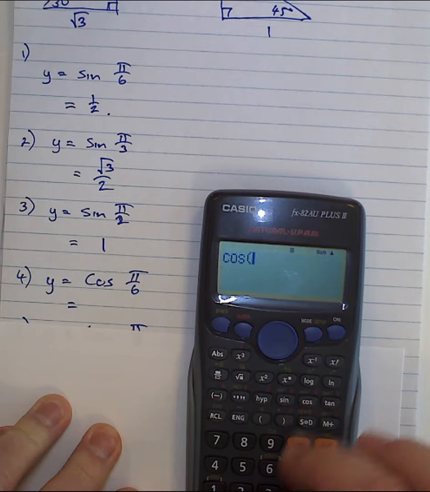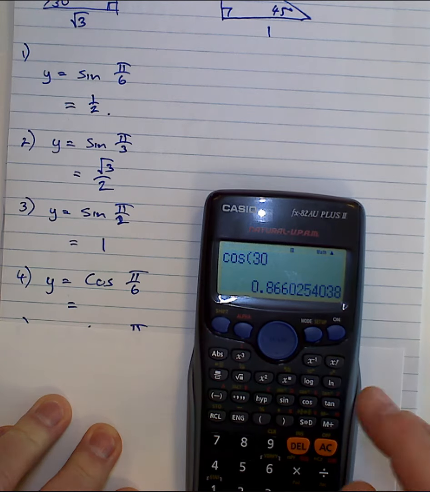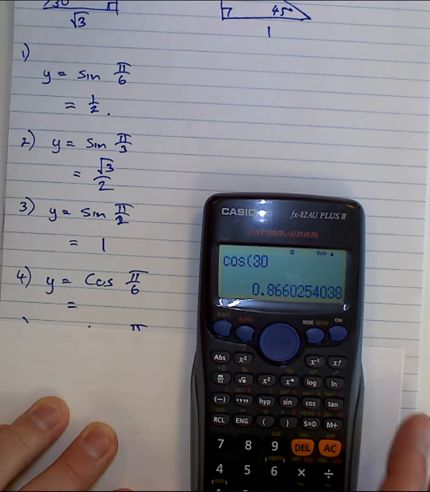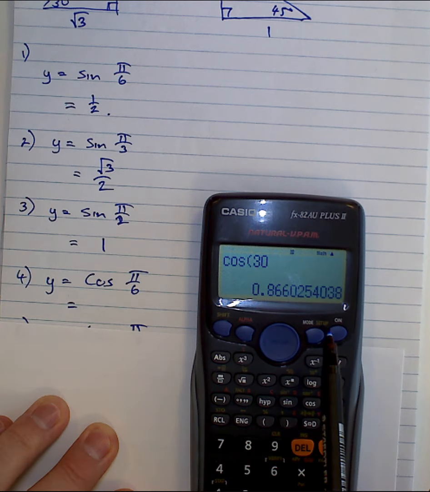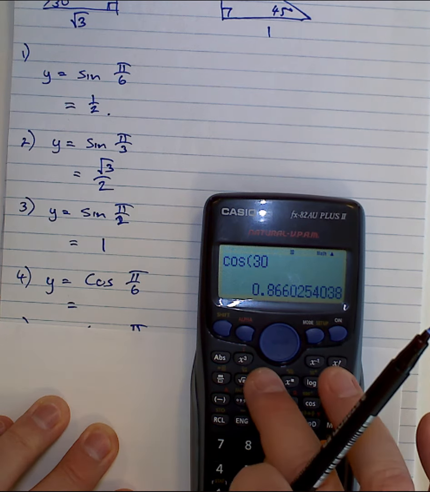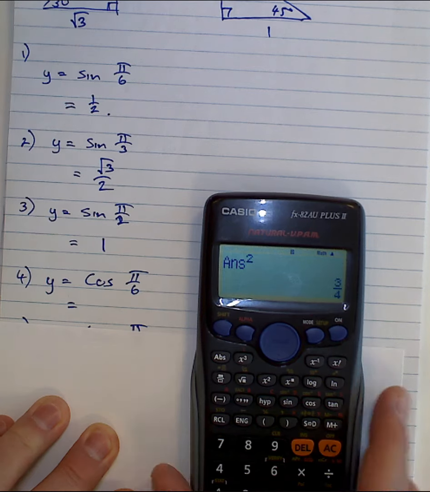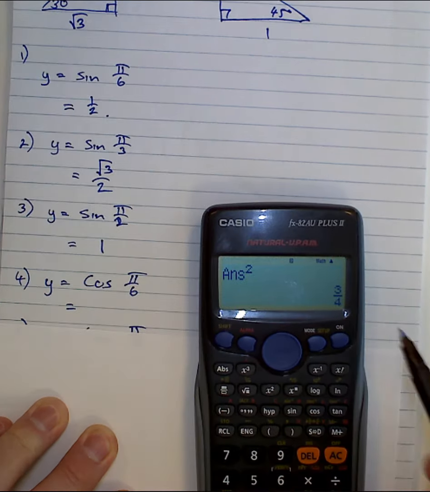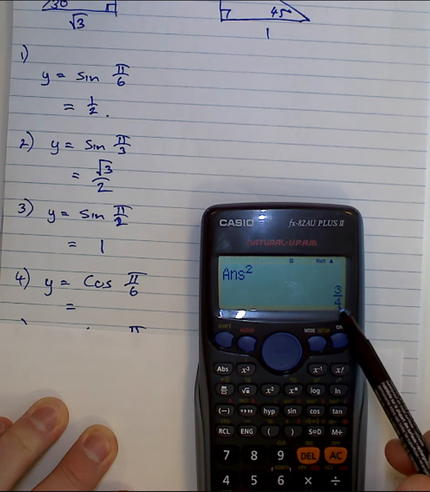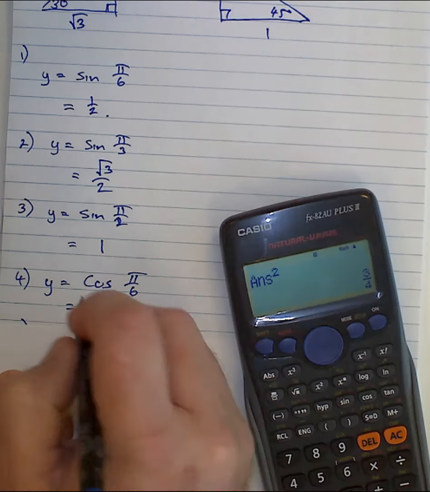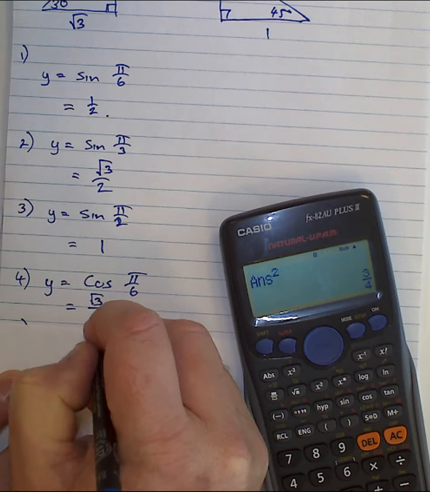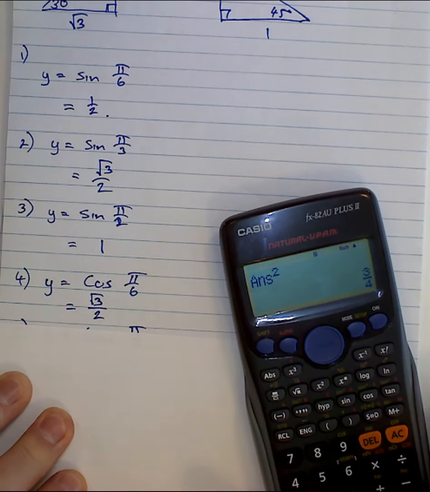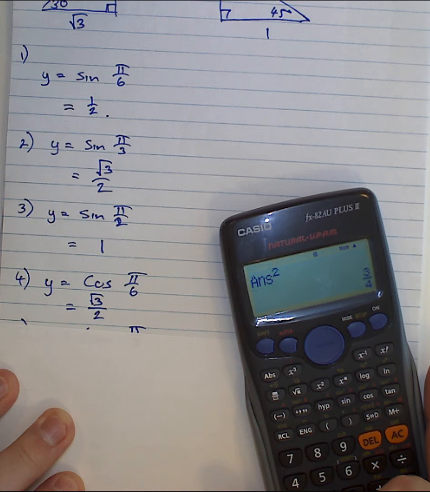cos of 30 degrees, and I've got a decimal there, and the question actually wants an exact answer. So that decimal's no good to me, but what I'm going to do is I'm going to square that answer, and I get 3 on 4. Because I've squared it, I know I need to take the square root, so it's going to be the square root of 3 and the square root of 4. Now the square root of 3 is just root 3, and the square root of 4 is 2. So I can say that the cos of pi on 6 is just root 3 on 2.